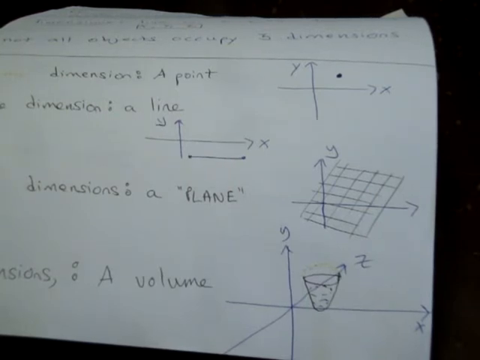Like a box. If you think a particular part of the box is called a point, if you extend it along one dimension, you get a line. Then you extend it along two dimensions, you're going to get a plane or an area. And then when you add the third dimension, you'll get a volume.